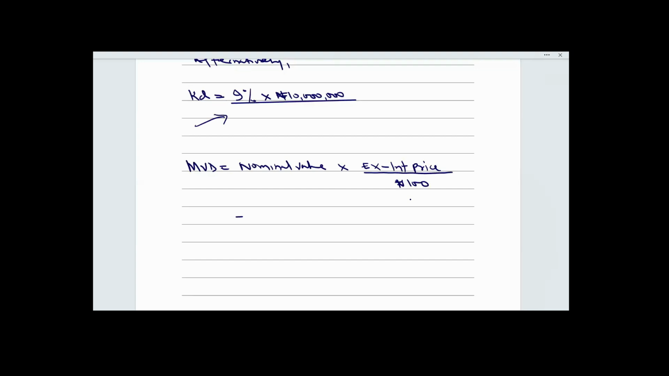The nominal value is 10 million naira multiplied by ex-interest price. The price of the bond, so of the debenture, is 102 naira divided by 100 naira. So this will give me the market value of the debenture, which is going to be 10,200,000. Use your calculator. This should be 10,200,000. Yes. So that's the total value of the debenture.